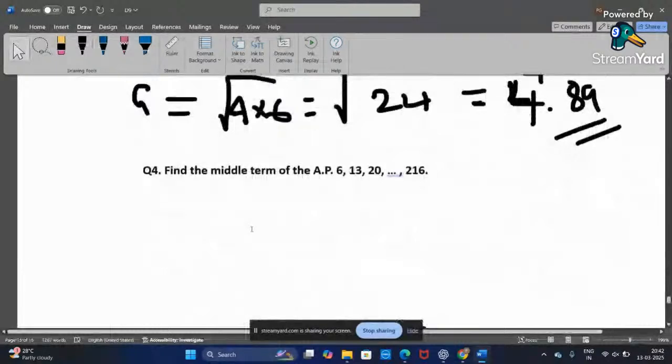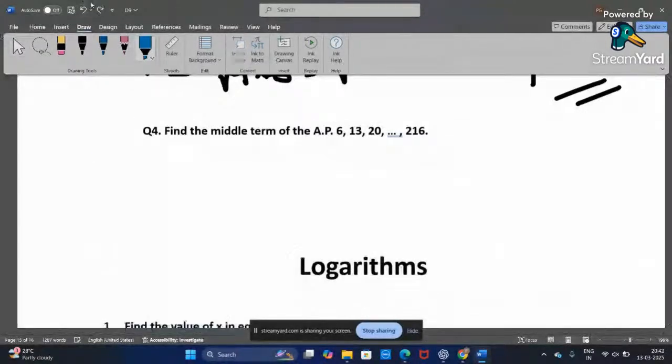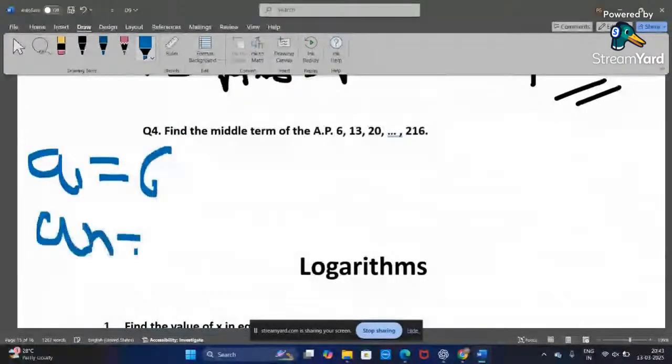Find the middle term of the arithmetic progression AP: 6, 13, 20 and so on up to 216. The first term is 6 and the last term is 216. In this, we need to find the middle term. So, let us write it down. Let us take A1 as 6. The last term, AN, as 216. We all know this, right? The first one is 6 and the last one is 216.